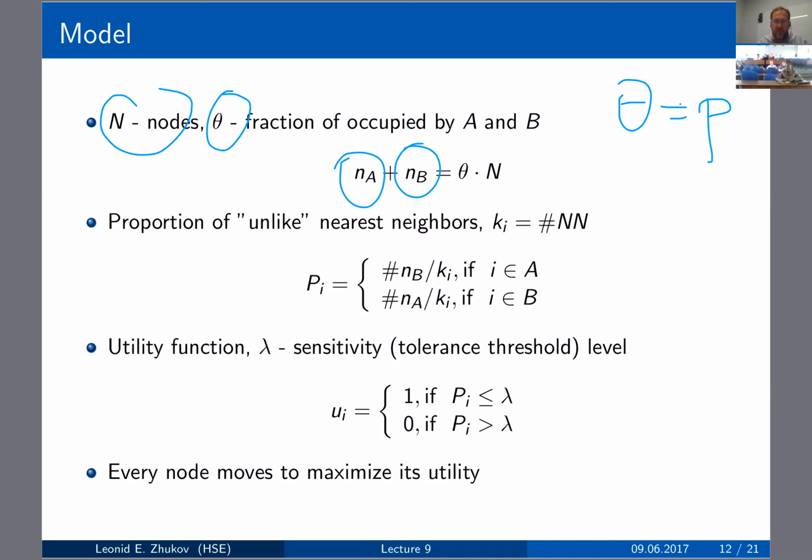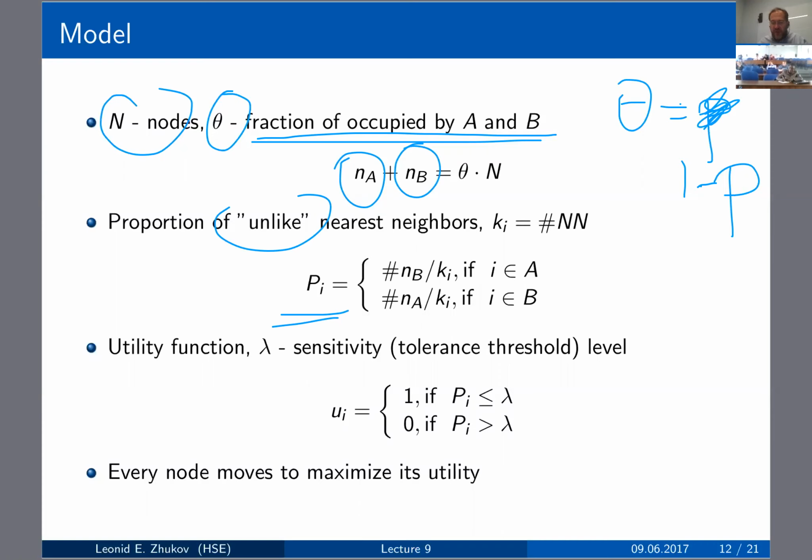Actually, you know what? It's 1 minus rho, sorry, because rho was the filling rate, and this is a fraction of occupied sites. So then we can introduce the proportion of unlike nearest neighbors. So PI is a proportion of unlike nearest neighbors.